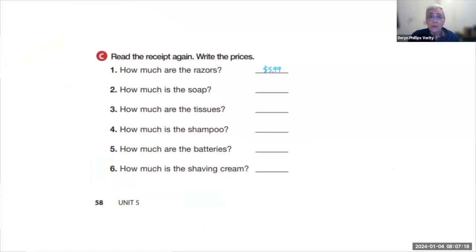How much is the soap? Well, what soap do you buy? What's the name of it? Do you know how much it costs? Do you go to a different shop to buy cheaper soap? Can we remember what kind of soap was listed on the receipt, etc.